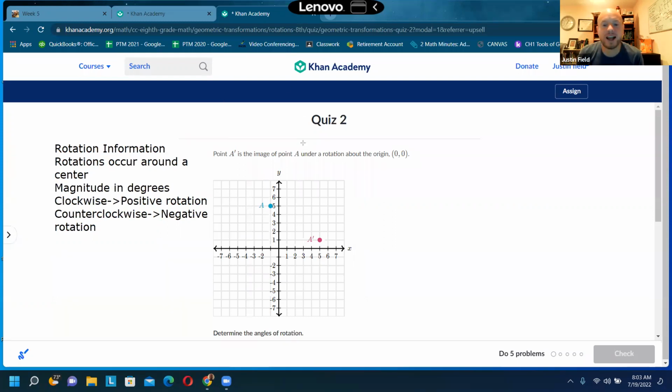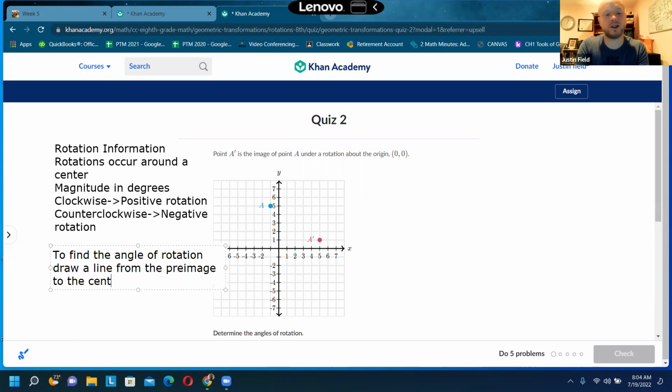So how do we find that angle of rotation? What we do is we draw, maybe I'll type this out. To find the angle of rotation, draw a line from the pre-image to the center and another from the image to the center. Write that out. It will serve you well.